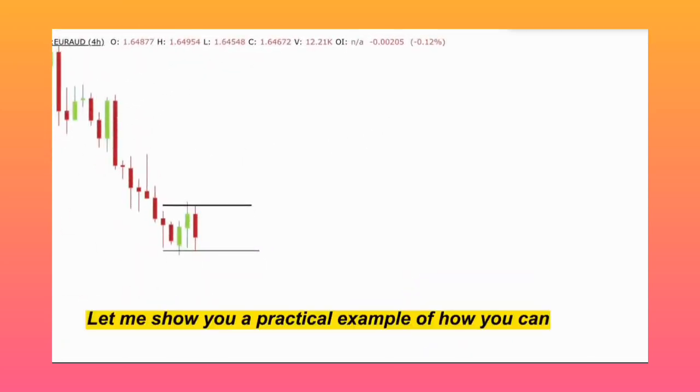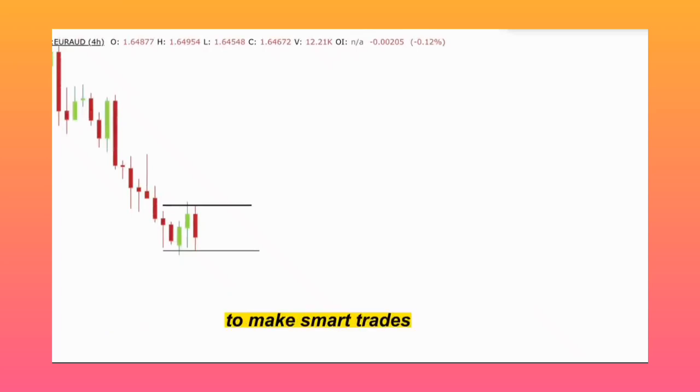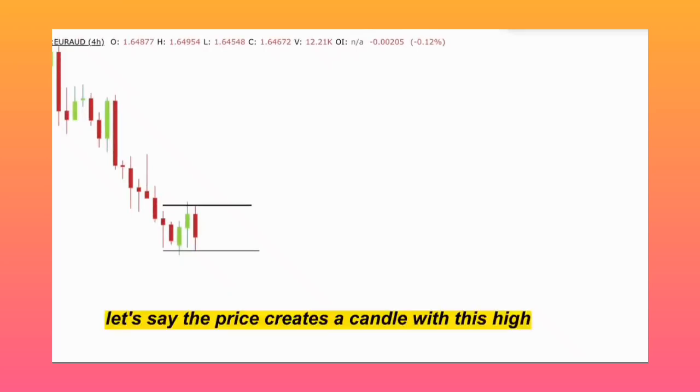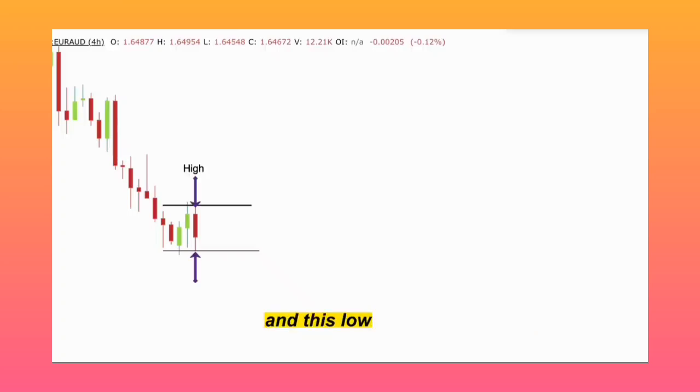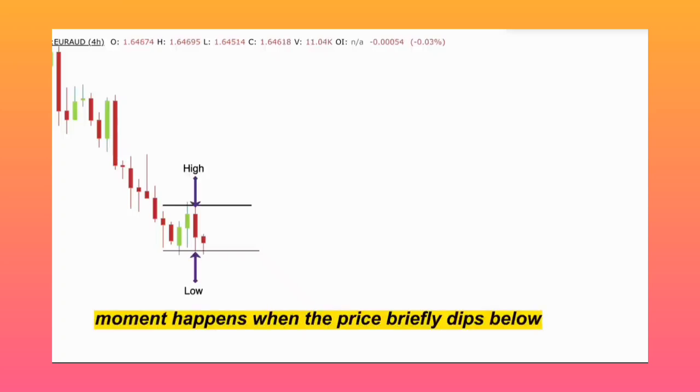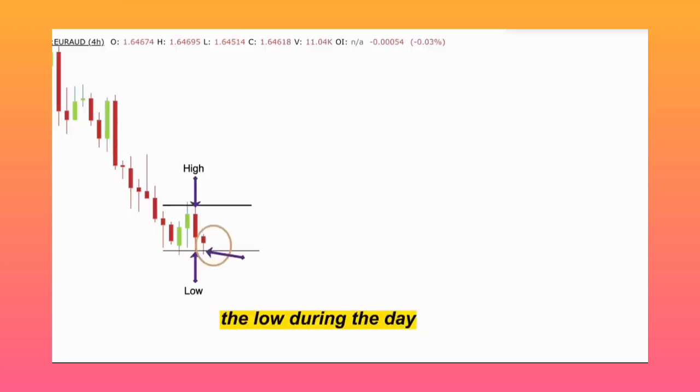Let me show you a practical example of how you can use top-down analysis with candle range theory to make smart trades. Let's say the price creates a candle with this high and this low. The key moment happens when the price briefly dips below the low during the day, forming a long wick, and then closes back inside the range.